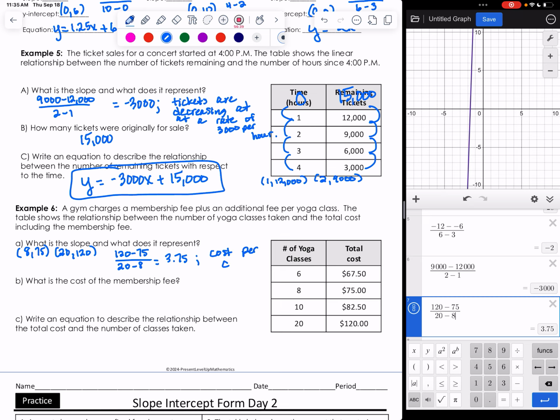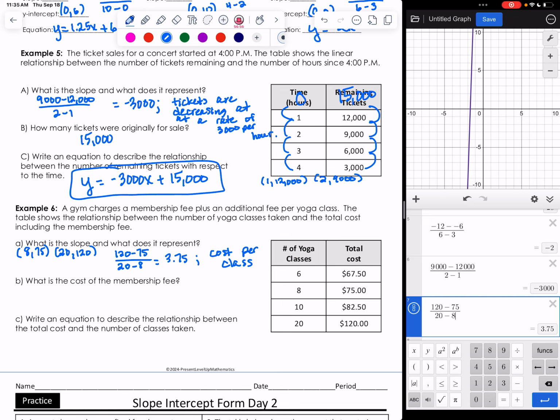So the slope would represent the cost per class. Now, what is the cost of the membership fee? In other words, if you've taken 0 classes, how much would the cost be? So let's look here.